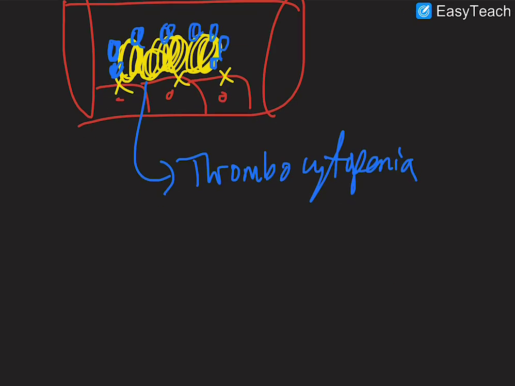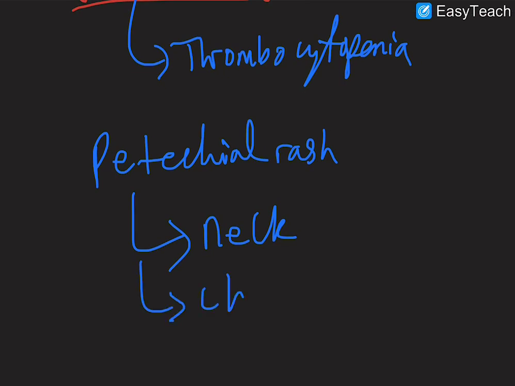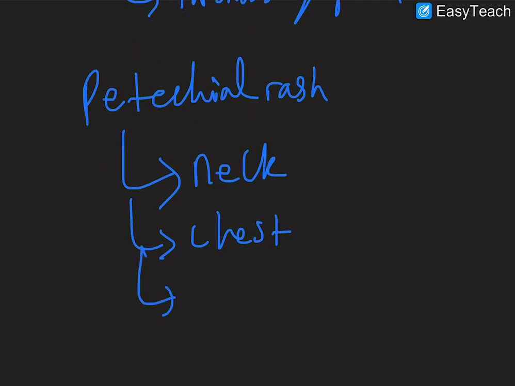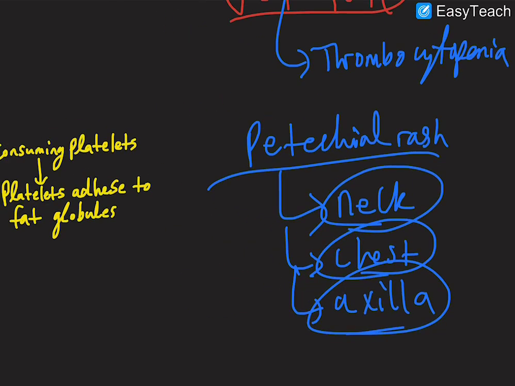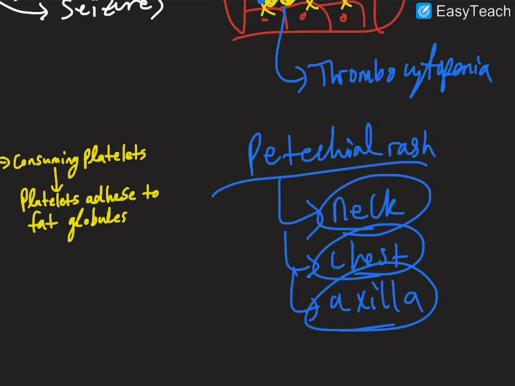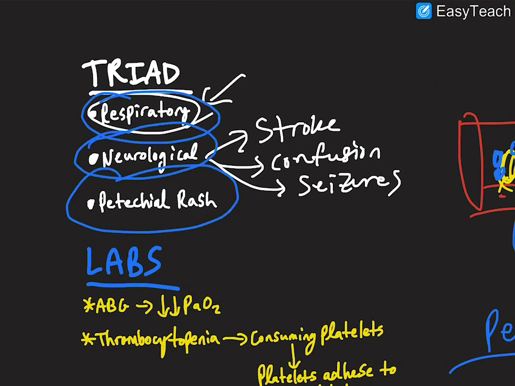Where would you see this petechial rash, right? So again, you can see a petechial rash, and the most common places to keep in mind, right, is the neck, chest, and armpit area, okay, also called the axilla. All right, so that's important to keep in mind. Petechial rash in three main places, like the neck, the chest, and your axilla region, right, or your armpit region. So that explains the triad, right? Respiratory symptoms, neurological symptoms, and petechial rash.